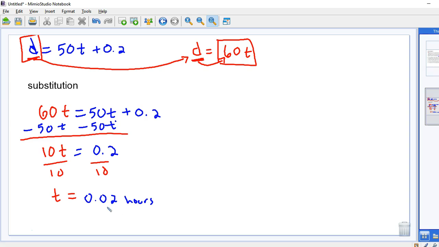Does that mean it's 2 minutes? If we want to convert this to minutes to figure out how long that takes, because I don't really know how long 0.02 hours is, I take 0.02 and multiply it by 60, and that'll tell me how many minutes that is. If I multiply those together, I end up with 1.2. Let's try that again. 1.2, and that would be minutes. 1.2 minutes is how long it takes for the police officer to catch the motorist.